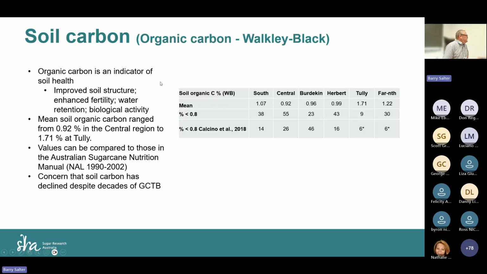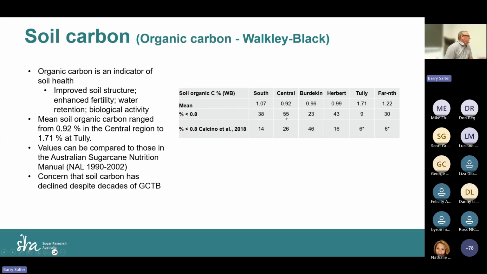One of the things was soil carbon, or in this case, organic carbon, the Walkley Black method. You can see the average in the different regions was a bit variable, which is fine, that's just normal. But there were a high percentage of samples where organic carbon was less than 0.8%. So you can see in the central region, 55% of the samples were less than 0.8%.